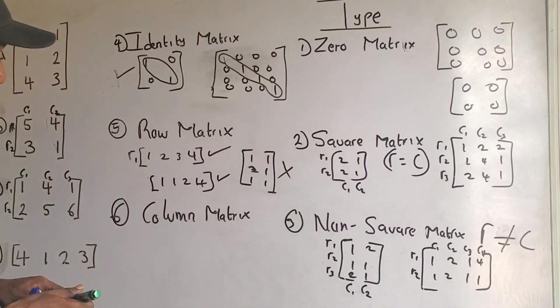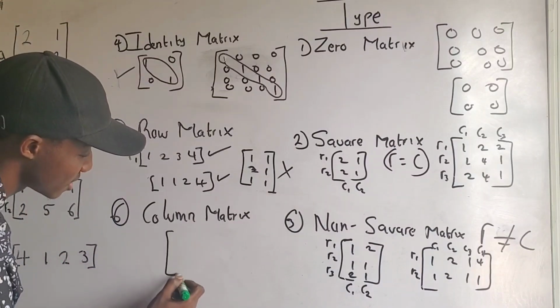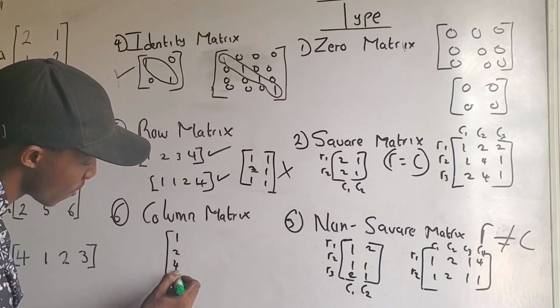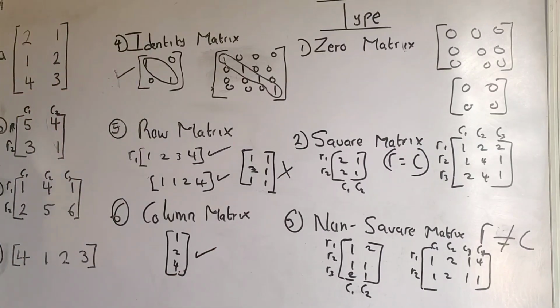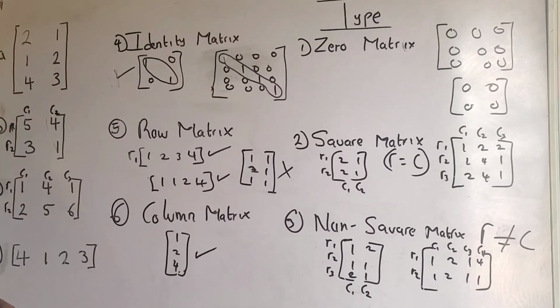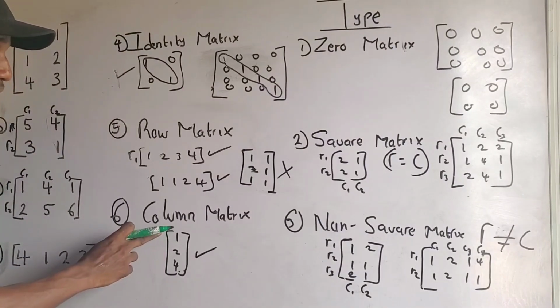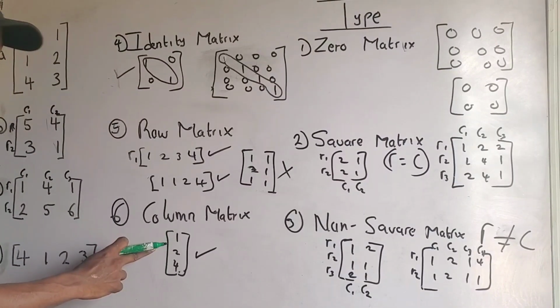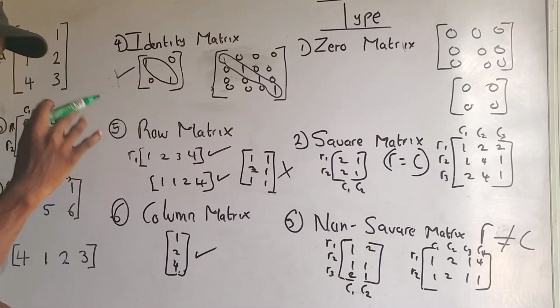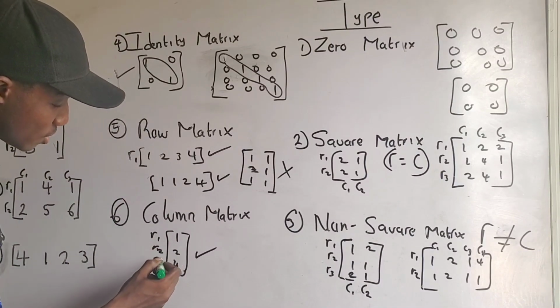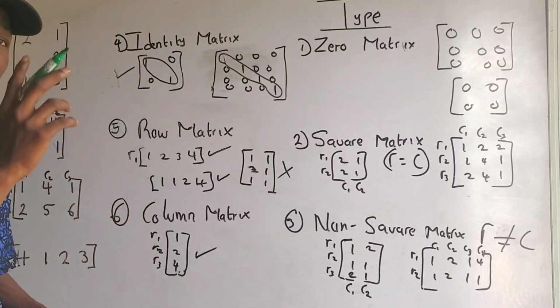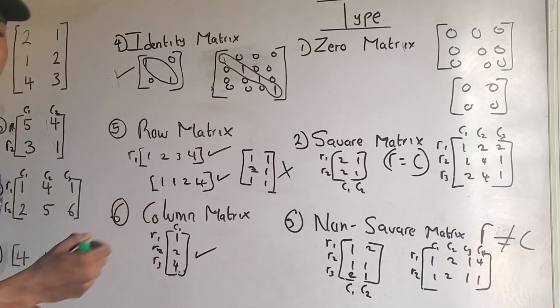Are you getting it? So let's say we have a matrix 1, 2, 4. This kind of matrix is called column matrix. The reason is because it has only a single column. Are you getting it? This is the column. How many rows does this matrix have? It has 3 rows. You understand? This is row 1, row 2, and this is row 3. But it has only a single column, which is what? Column 1. Do you understand?